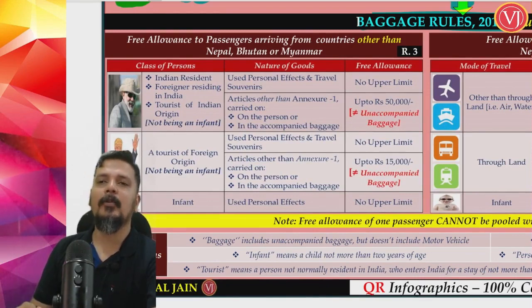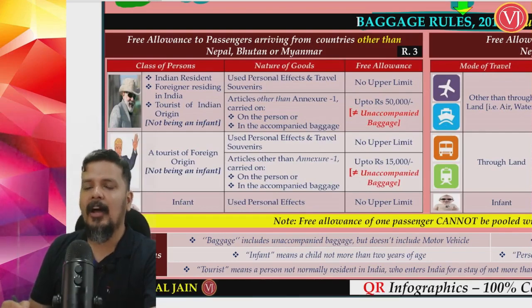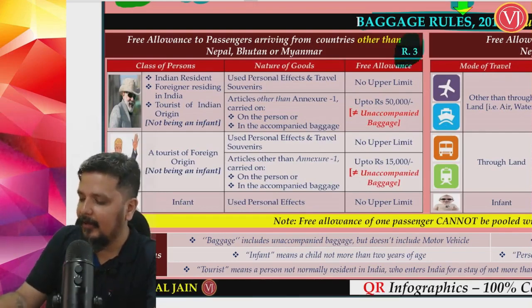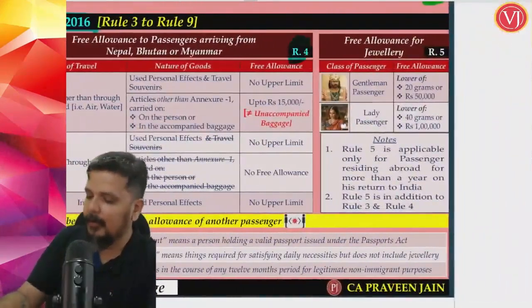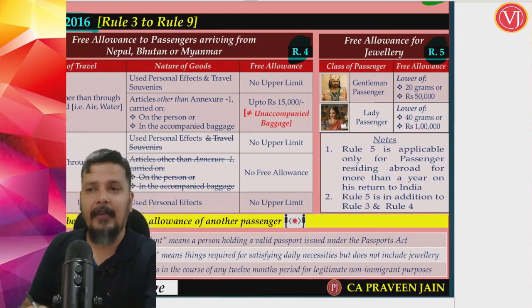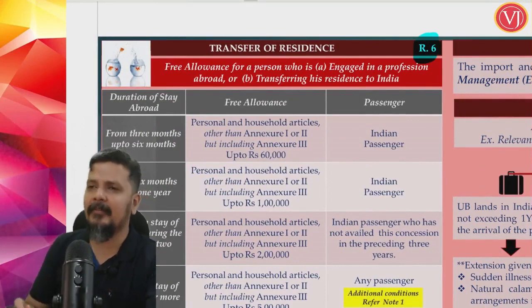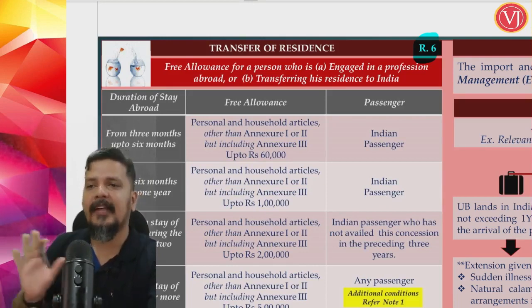Now understand how to remember the rules. It is normally either rule 3 or rule 4. If you are bringing new jewelry, rule 5. And if you are permanently transferring your residence, rule 6. Normally, you will not be touching rules 5 and 6, and rules 7, 8, 9 are a waste of time. The calculation rules are only 3, 4, 5, 6.